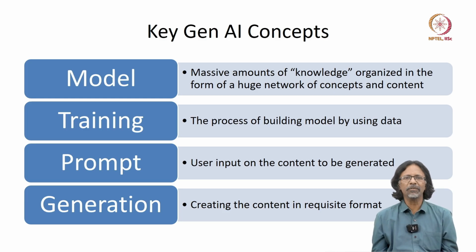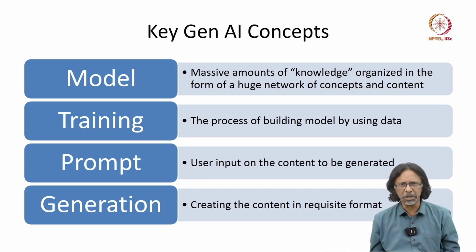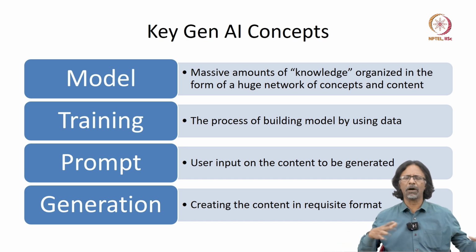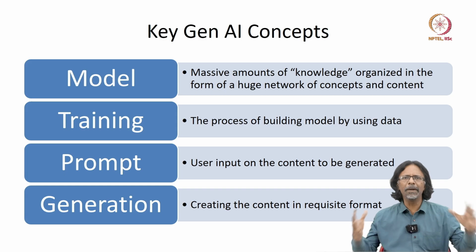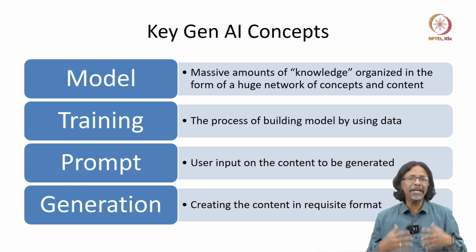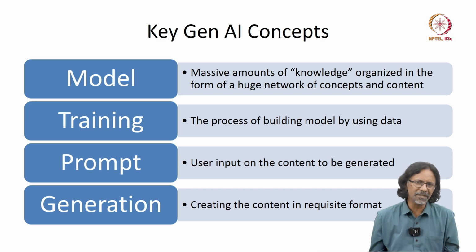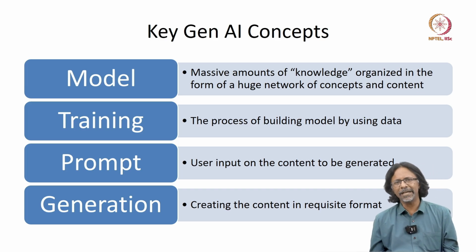So in general, what is a model in the AI context? It's just massive amounts of knowledge, organized in the form of a big network of concepts and content, and that is built by training, which is by training that particular system on lots and lots of data.